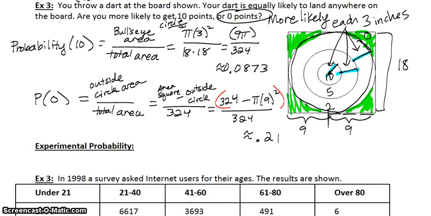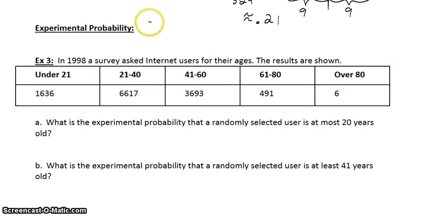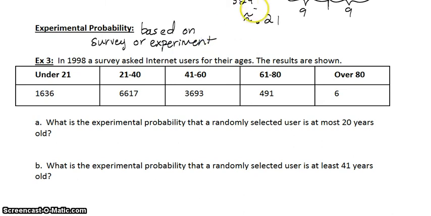That is kind of a hard problem. So again, please write down questions you might have and we can talk about them when we get back to class. We've got one more thing to do today, and it is experimental probability. Experimental probability is probability based on survey results or experiment results. So it's based on survey or experiment results.